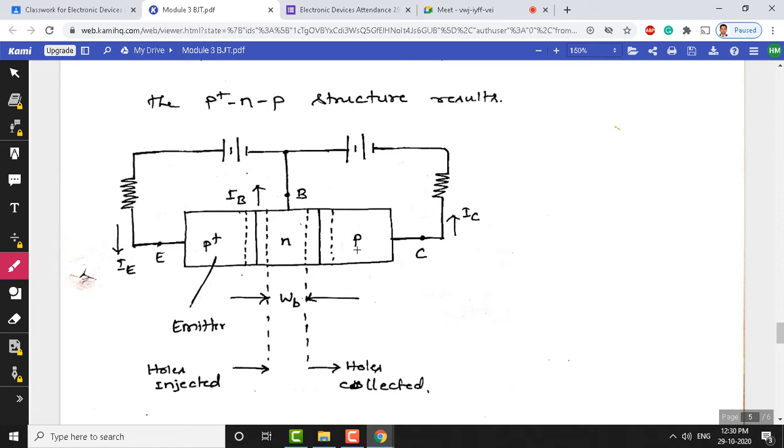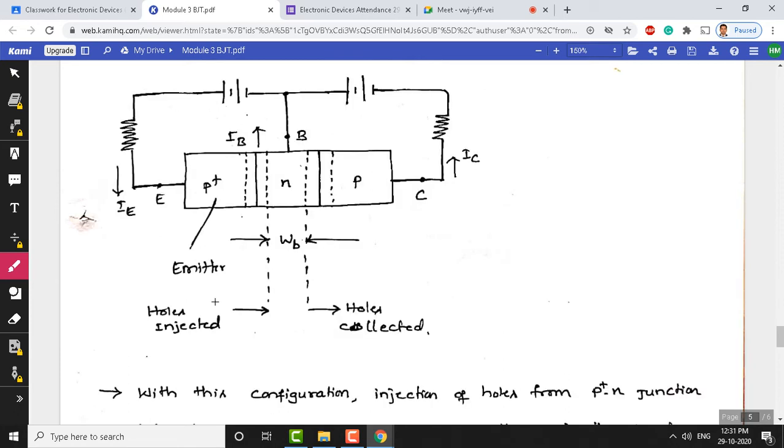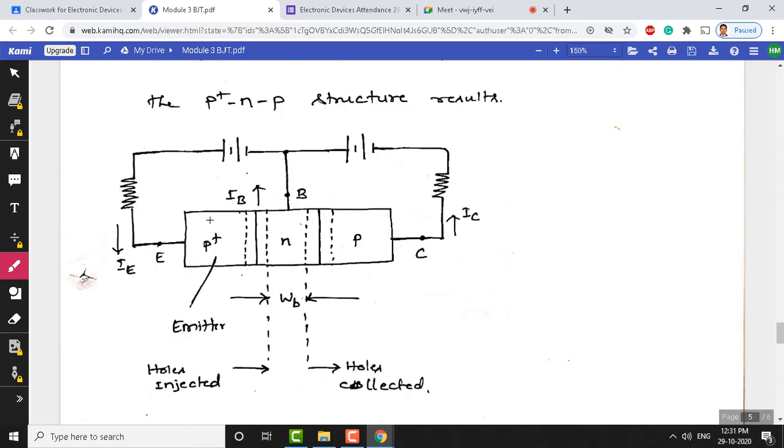It's a P plus NP transistor, and let us illustrate each of these. The region here is the emitter region, the base region, and this is the collector region here. Okay. And you can also see the dimensions. This is going to be longer, and this is small and narrow, and this again you can make moderate here.